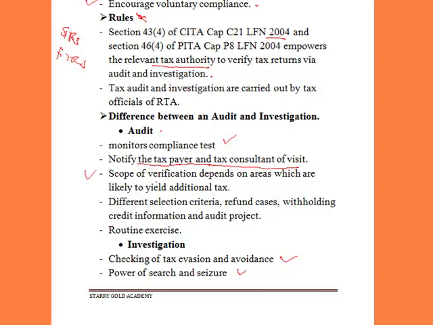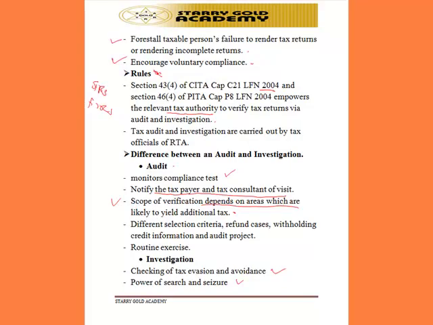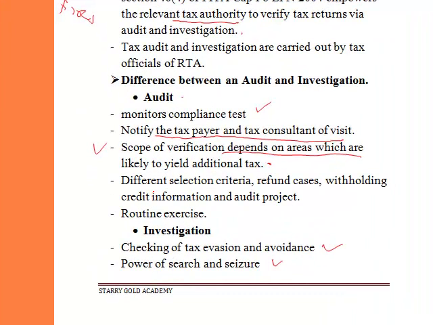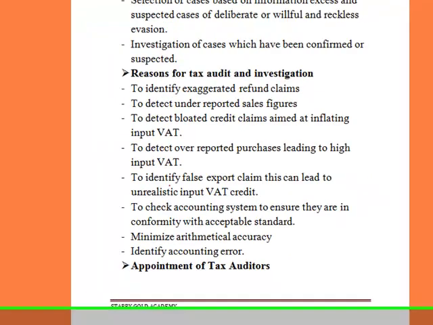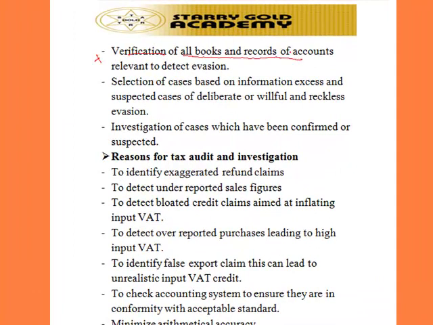Thirdly, the scope of verification depends on areas which are likely to yield additional tax. It's not all the books of accounts, all procedures, and all underlying records that will be checked. If the tax authority or the tax audit team have a reason to believe that a particular source of income of the taxpayer is under assessed, then they issue additional assessment. But under investigation, the tax investigation team verifies all books, all records, all accounts that are relevant to detecting tax evasion.